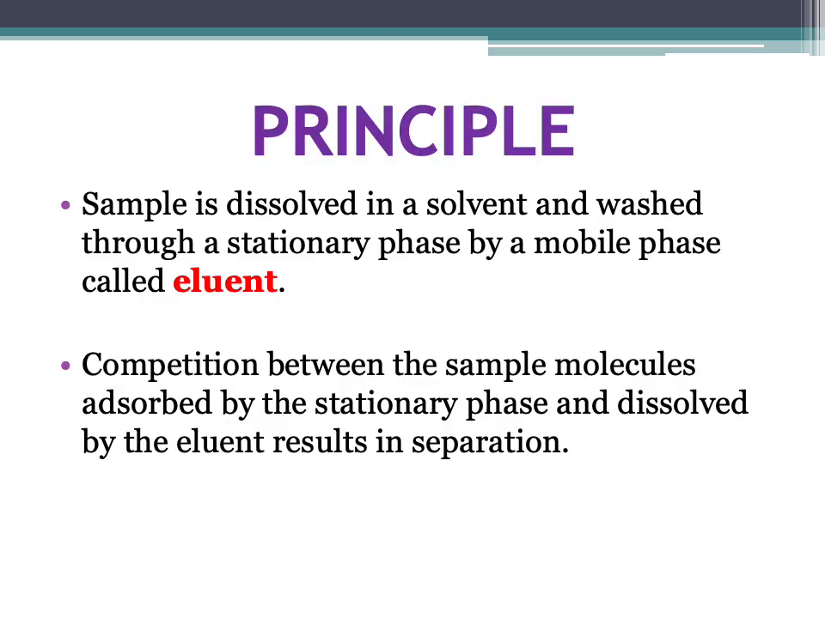So this is the principle for the chromatography. So sample is dissolved in a solvent and washed through a stationary phase by a mobile phase called eluent. So eluent, we have the eluent. So eluent is when we have the sample, we dissolve in a solvent and it washed through a stationary phase. Kita melalui stationary phase. So maksudnya eluent ni yang substance yang kita dissolve dalam solvent, kita lalu dalam stationary phase. Tapi kita gunakan mobile phase. Okay, so this one is a eluent. The competition between the sample molecule absorbed by the stationary phase and dissolved by the eluent results in separation.